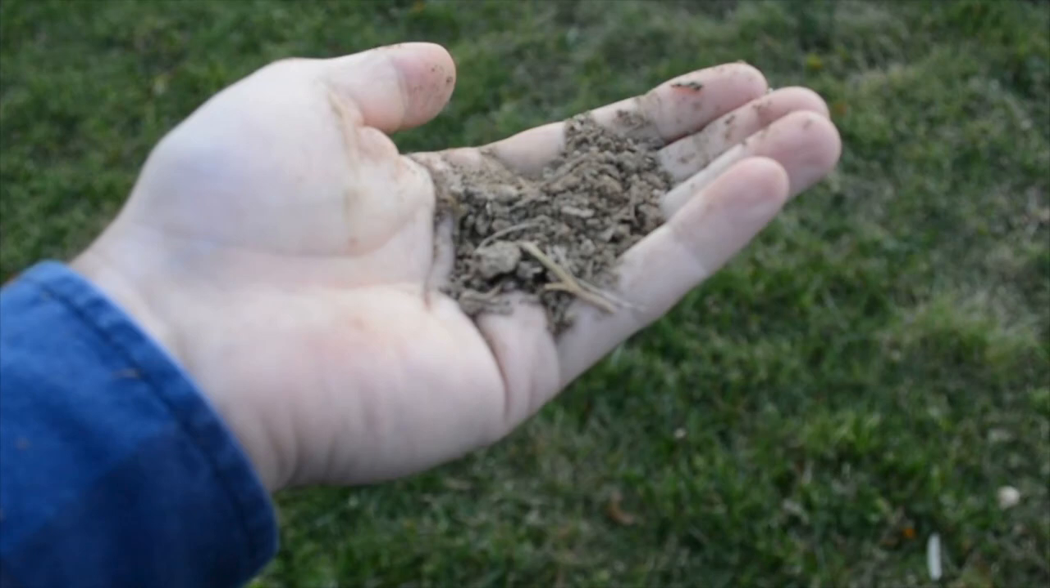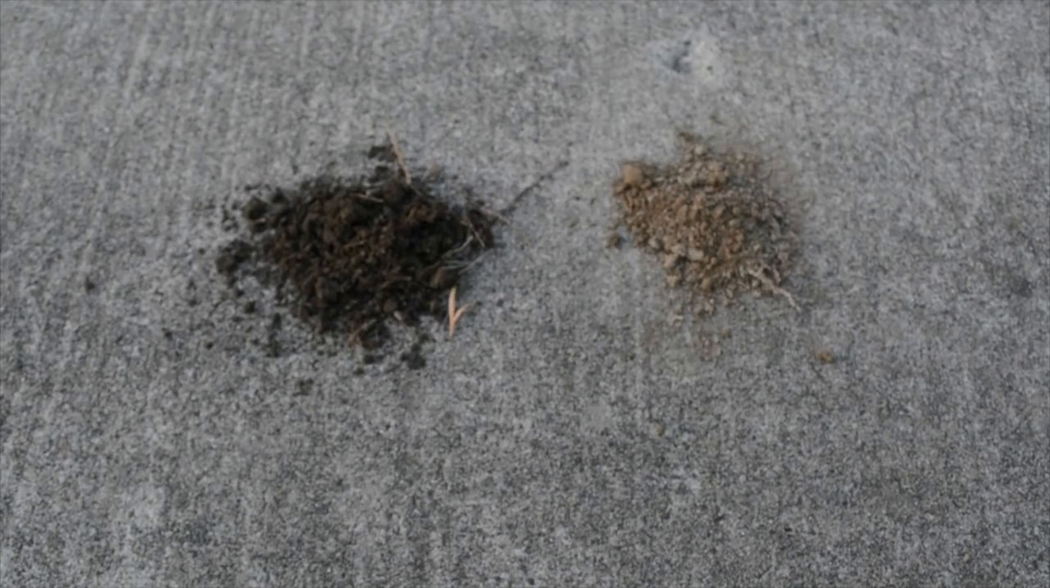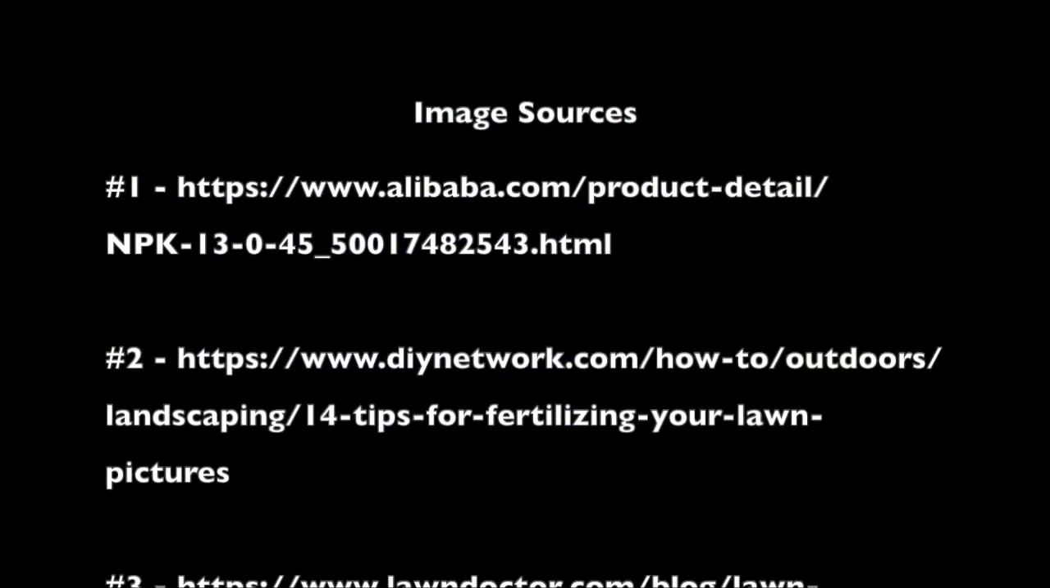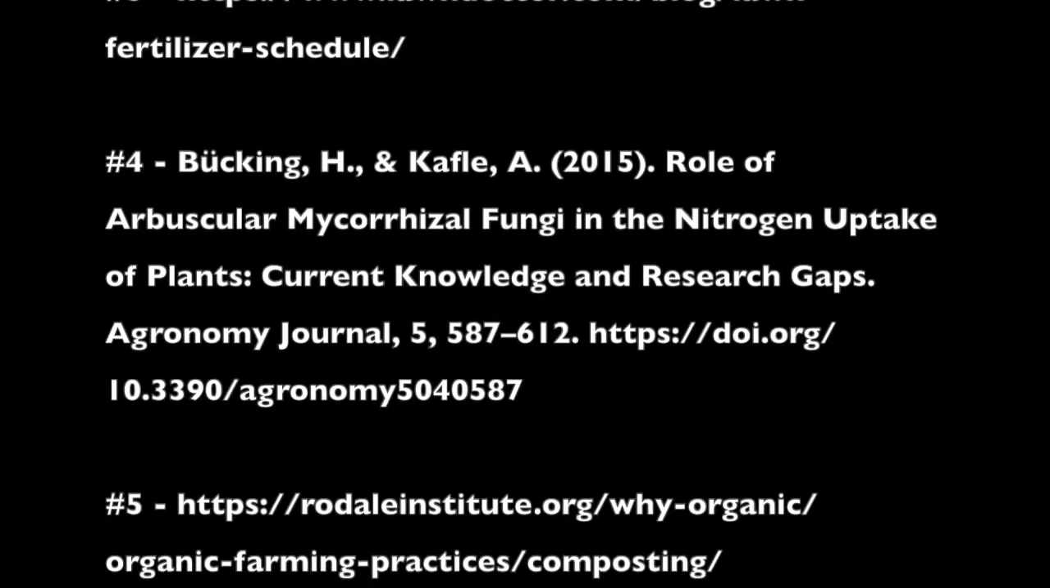So if your plants are looking sickly, they look like they're not as vibrant as they could be, and you're thinking of fertilizing, consider just adding compost. Consider mulching. This might be a good solution to getting the nutrients to your soil.